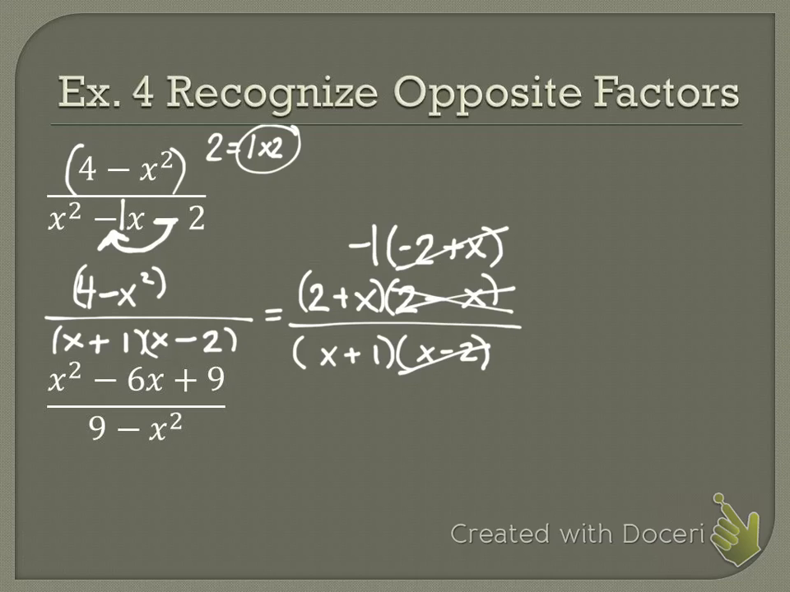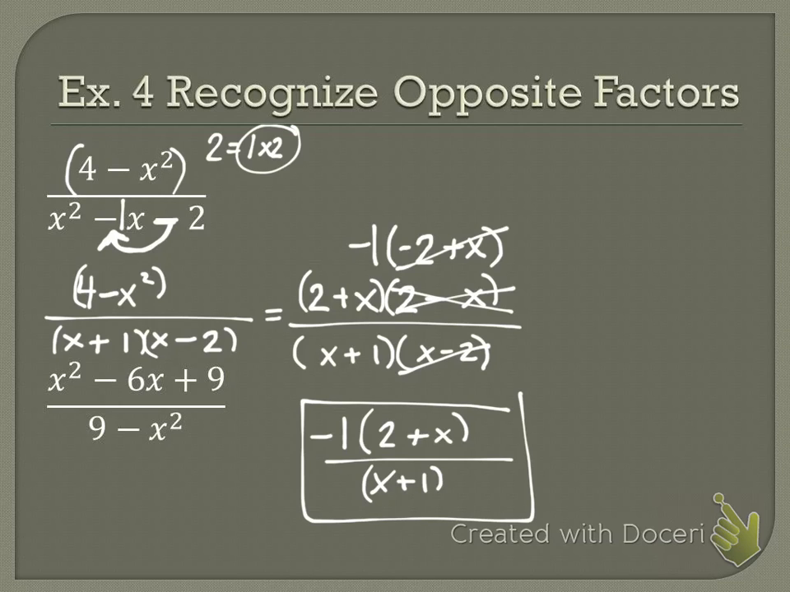So I'm left with what you want to do. Anytime you factor out a greatest common factor and it's left there, you always want to write that at the very beginning. So I'm going to write -1 times 2 plus x, because that's what I'm left with on the top, over x plus 1. Now this is my final answer.